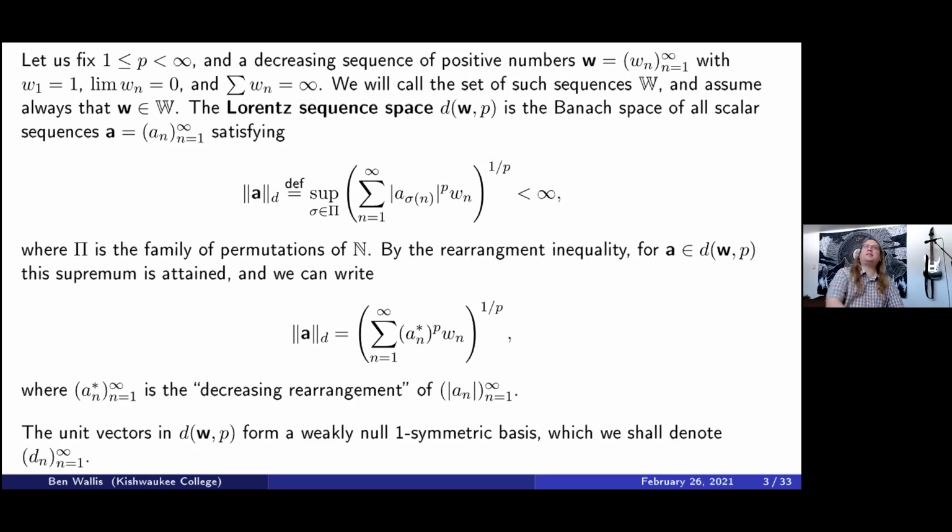The Lorentz sequence space is the space satisfying this norm. This is the supremum over all the permutations of the natural numbers. You can apply the rearrangement inequality, more on that later, to get the supremum to be attained. In that case, the norm is given by what's called the decreasing rearrangement, or sometimes the non-increasing rearrangement, of the moduli of the scalars. This makes it very nice to work with the Lorentz sequence spaces. Not great, but very much nicer than other spaces. The unit vectors do form a weakly null 1-symmetric basis, and we're going to denote that with the little letters d_n. I know this is a little weird. Usually people like x_n or something like that. I'm going to go with d_n just because it's so darn convenient.